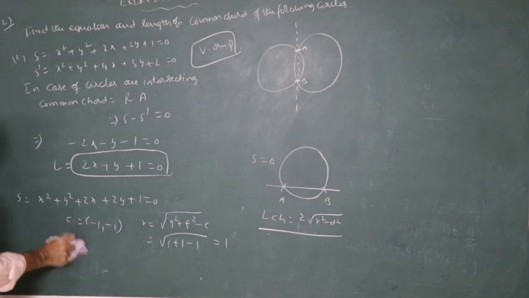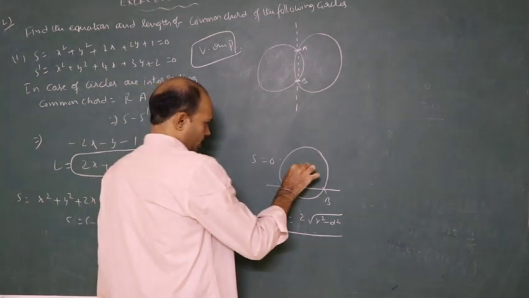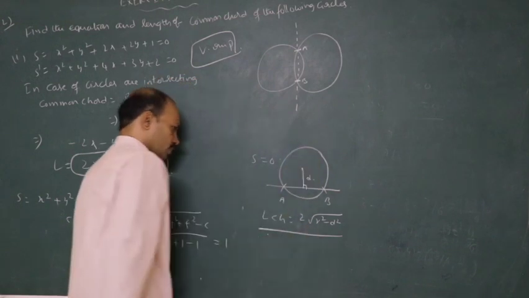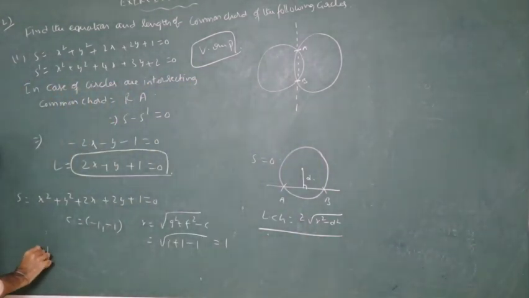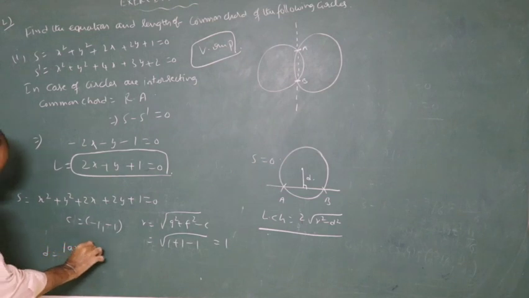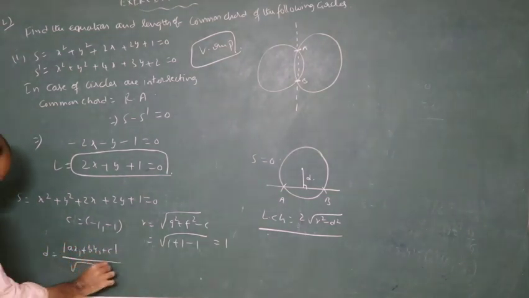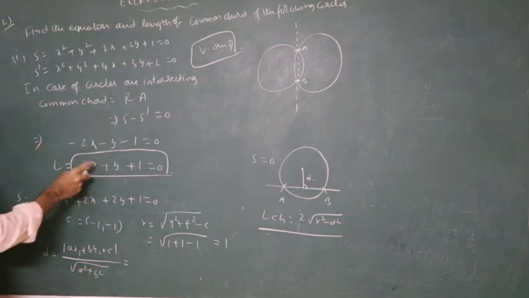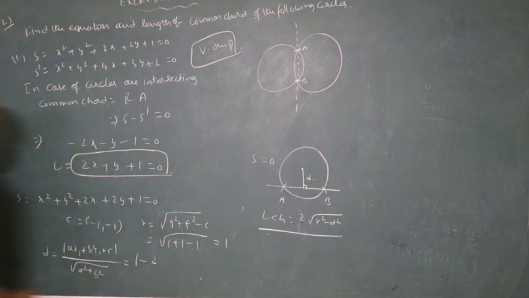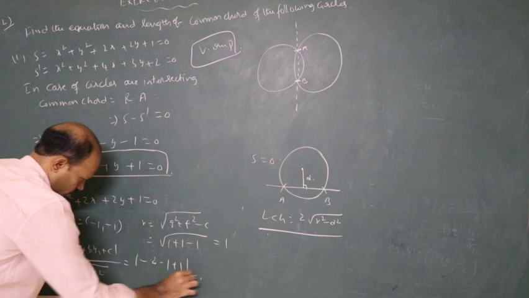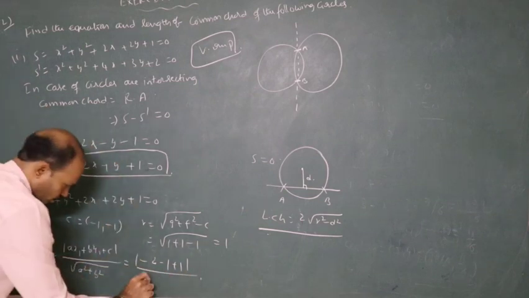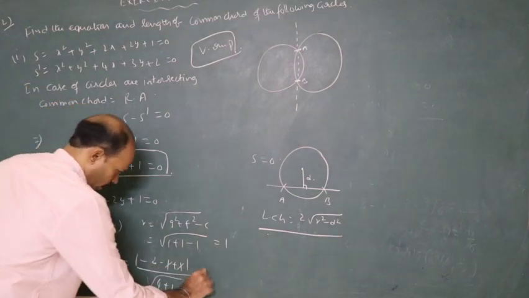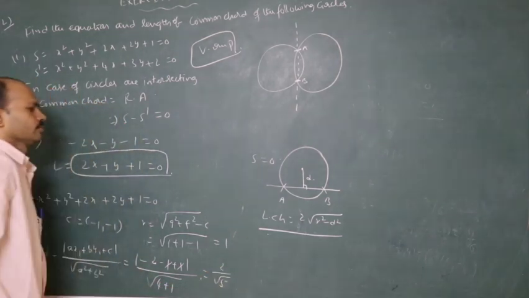Distance. What is the distance? It is the distance from the center to the corresponding line. D is equal to mod of ax1 plus by1 plus c by root of a square plus b square. See the distance from this center to this line: mod of minus 2 minus 1 plus 1 by root of a square plus b square, root of 4 plus 1. See, 1 cancels. We are left with 2 by root 5.